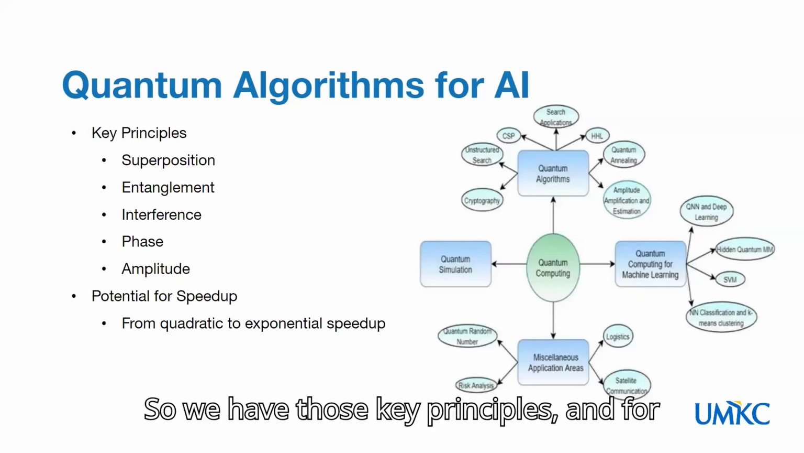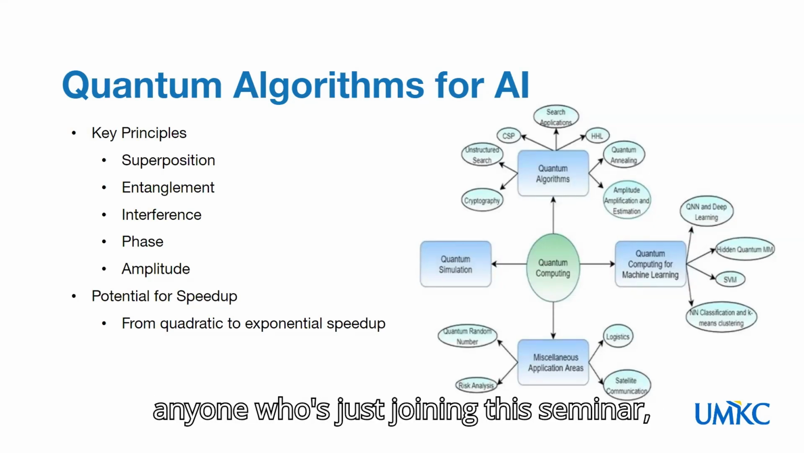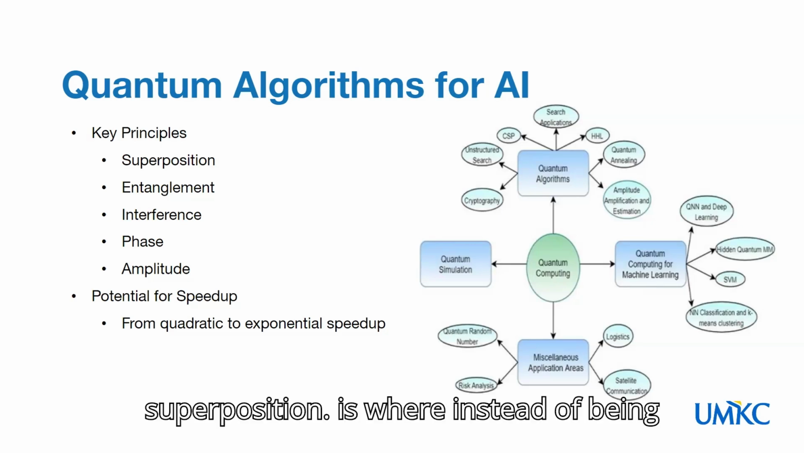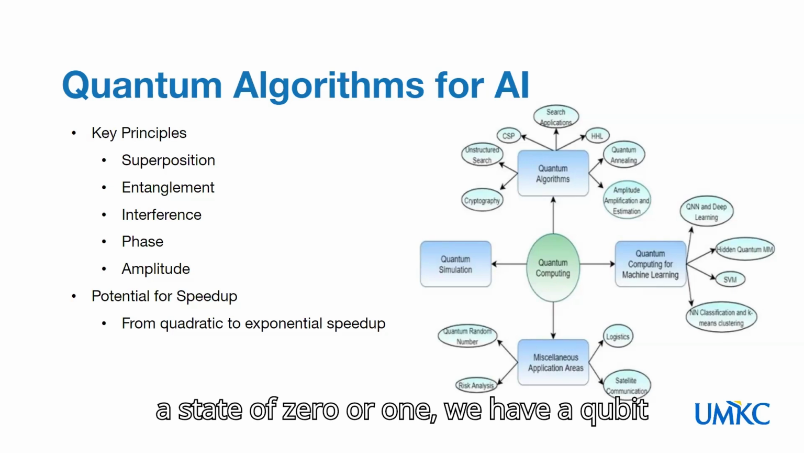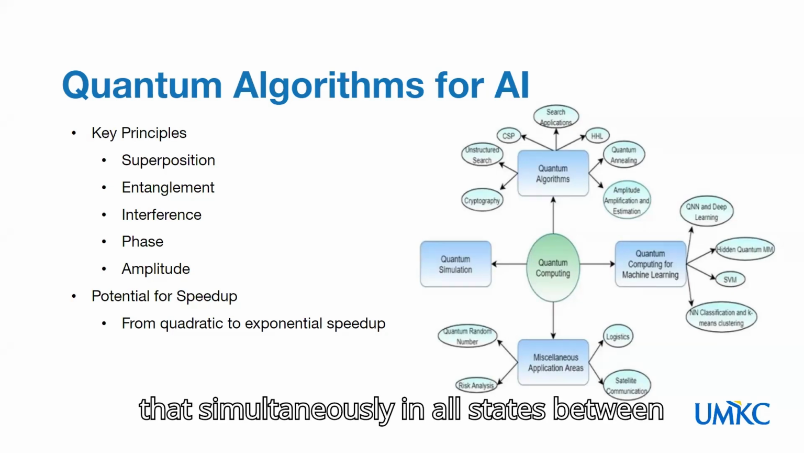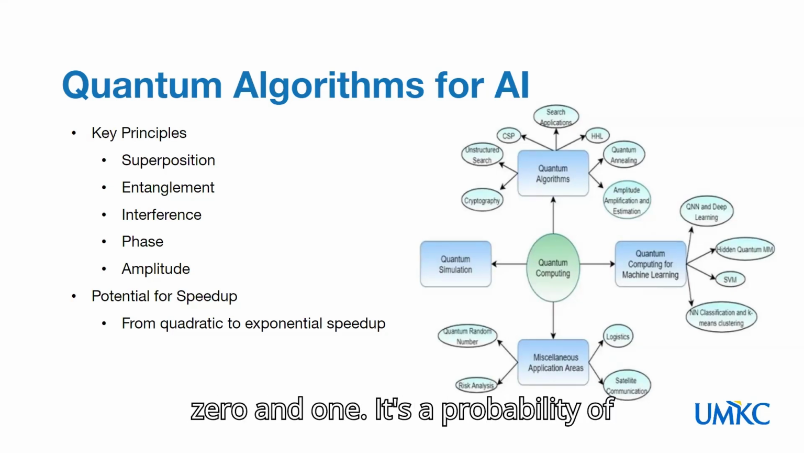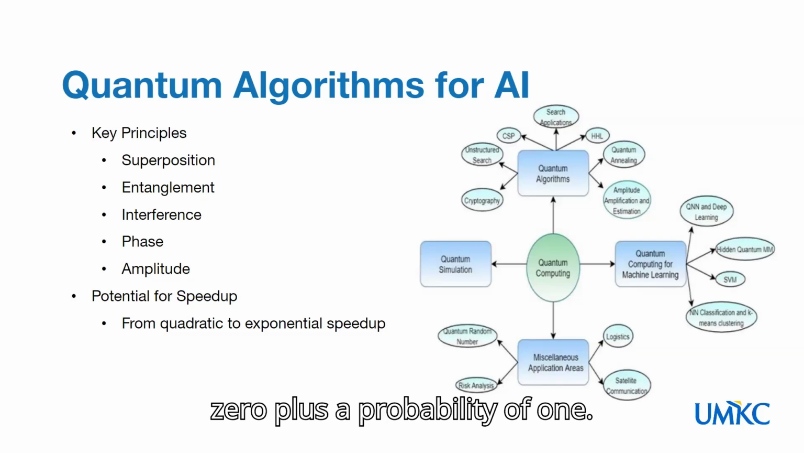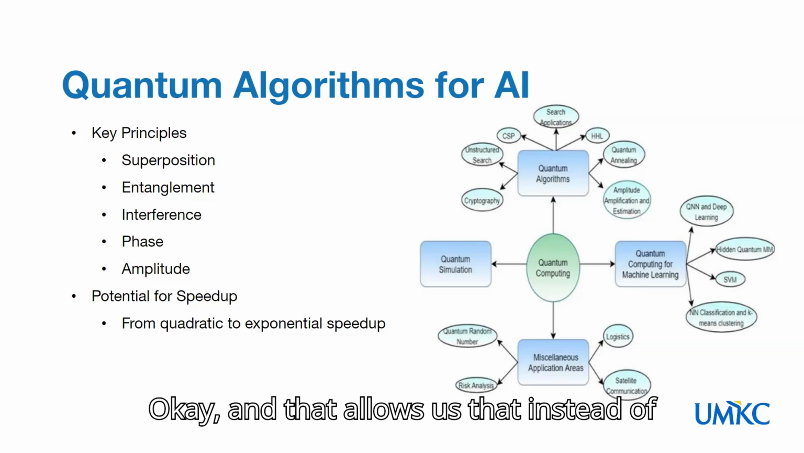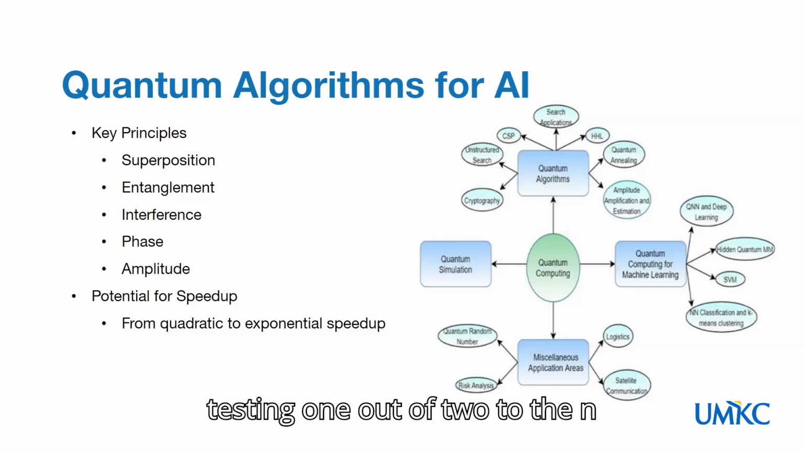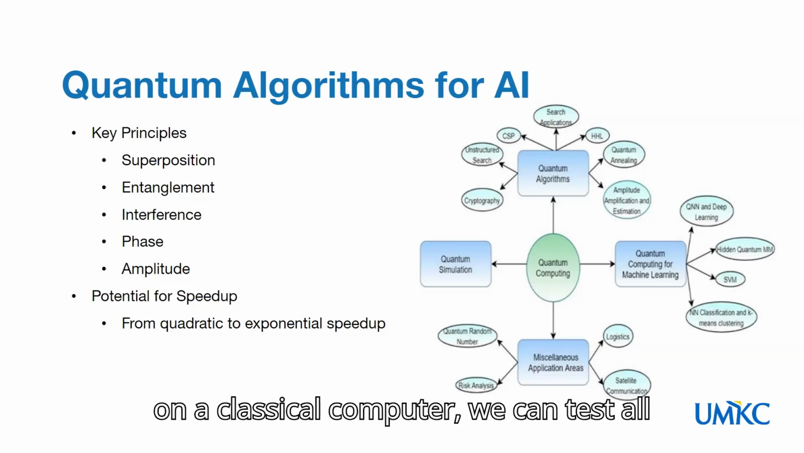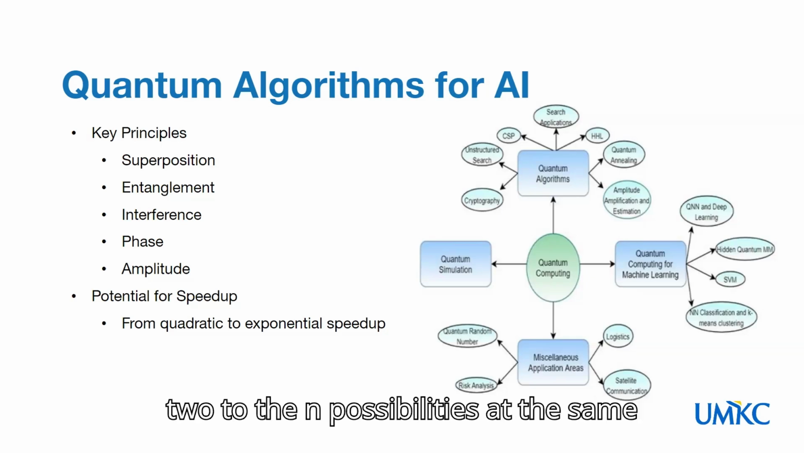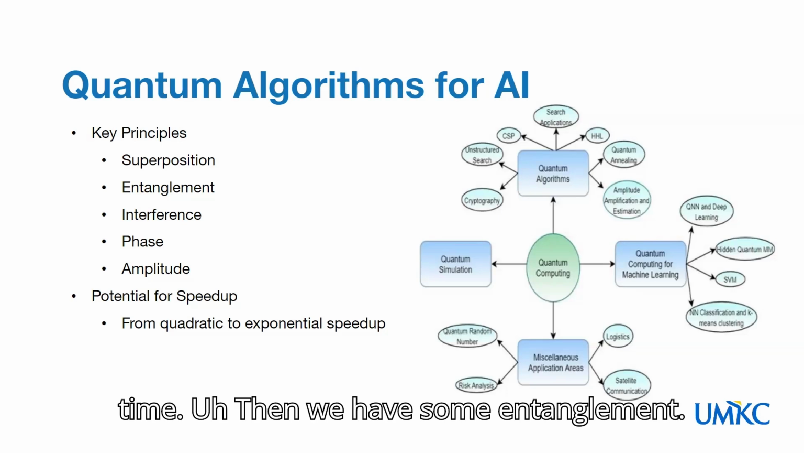So we have those key principles. And for anyone who's just joining this seminar, superposition is where instead of being in a state of 0 or 1, we have a qubit that's simultaneously in all states between 0 and 1. It's a probability of 0 plus a probability of 1. And that allows us, instead of testing 1 out of 2 to the n possibilities with n bits like we would on a classical computer, to test all 2 to the n possibilities at the same time.